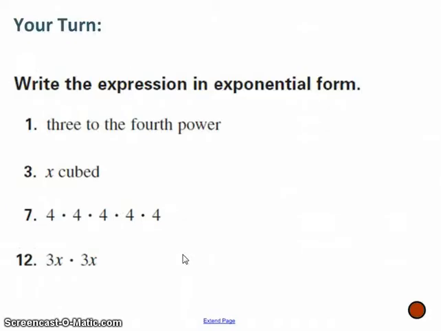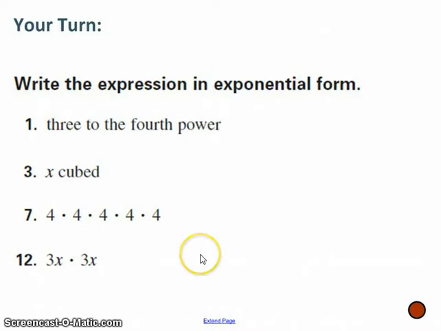Your turn now. I've cut and pasted problems from a textbook. I happened to pick number 1 and then number 3 and then number 7 and so on from that book. In each case, what I did was I took either the wording or the meaning, and now I want you to write it in exponential form. So when you're ready, go ahead and do these. Hit the pause button. And when you come back, I'll give you the answers.